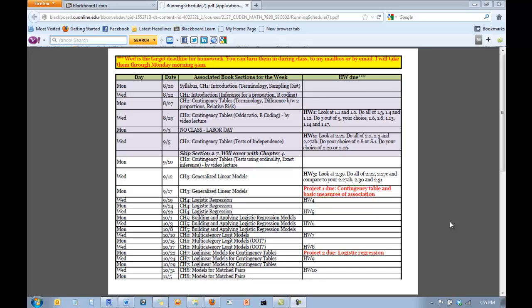And then Wednesday we'll pick up and we'll move into Chapter 3 and start talking about generalized linear models. So that'll move us into the modeling section of the course.